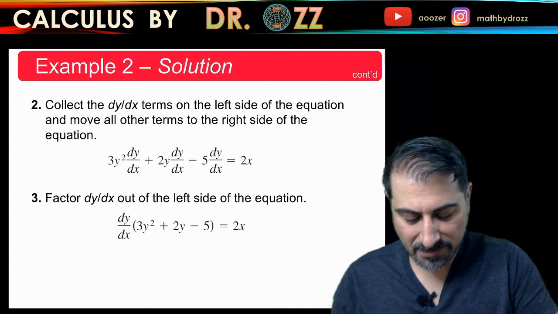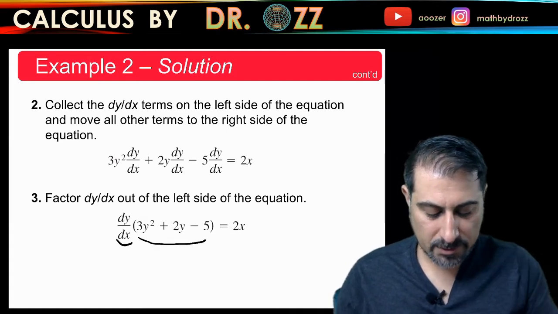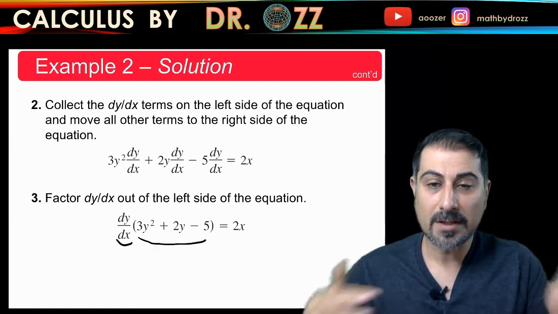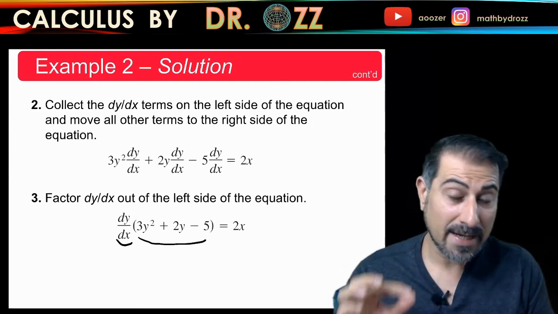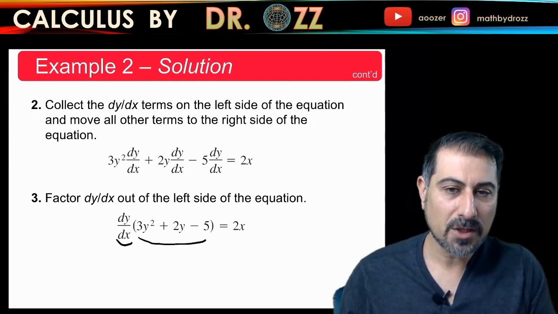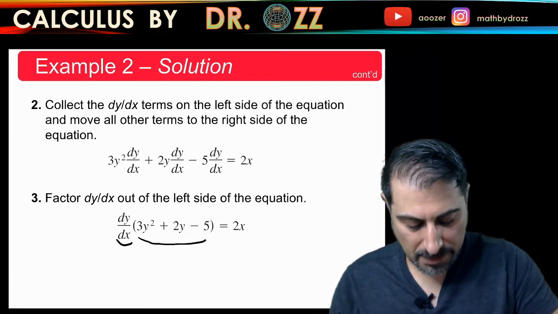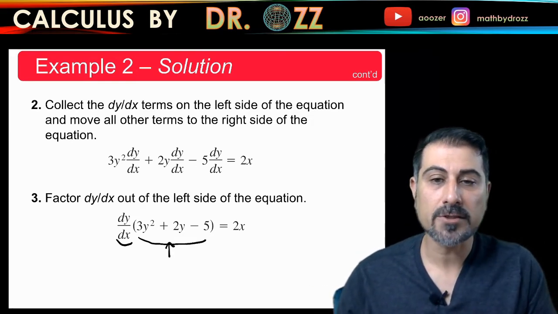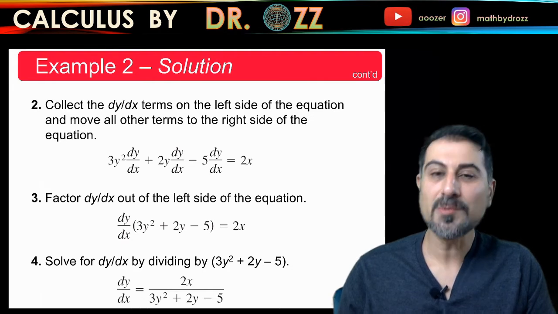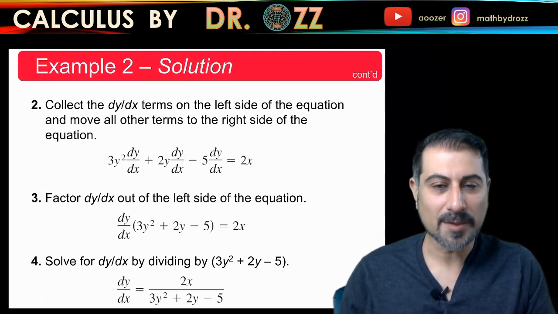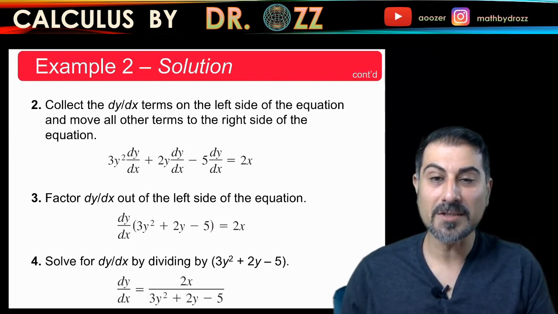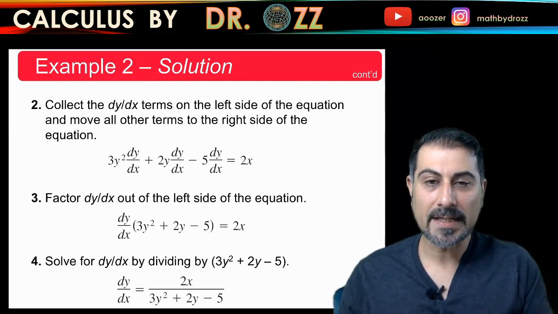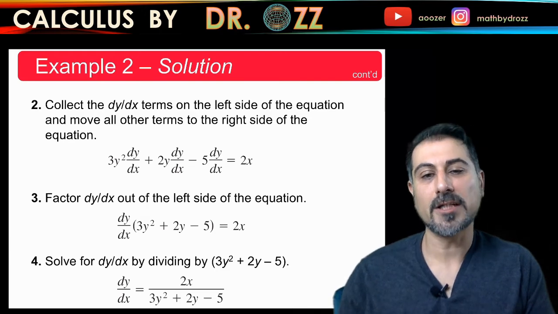dy over dx factored out. We have this quadratic term for y. And now in the fourth step, we're going to solve this equation for dy over dx by dividing both sides of the equation by this factor here. And in turn, we get 2x over 3y squared plus 2y minus 5. So we have the full description of dy over dx coming out of implicit differentiation.